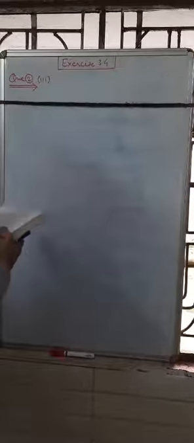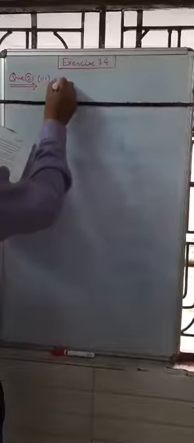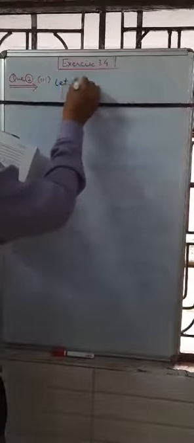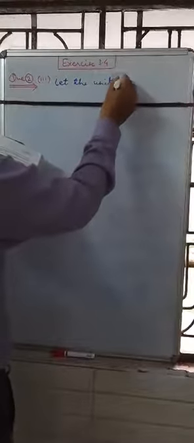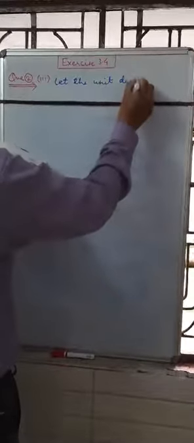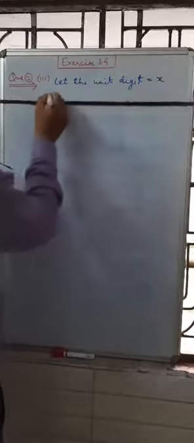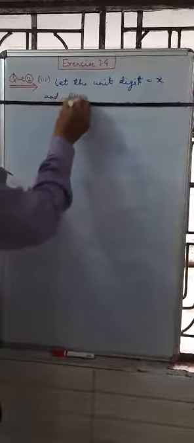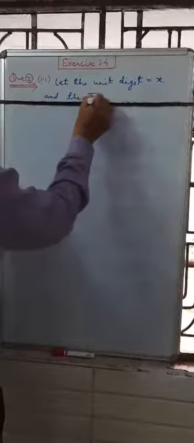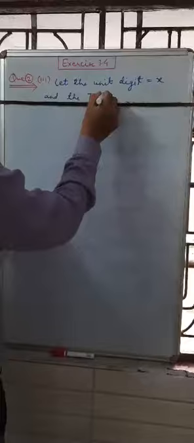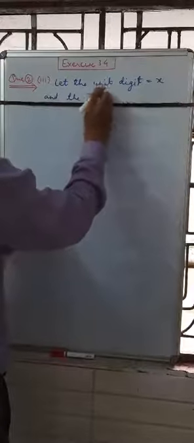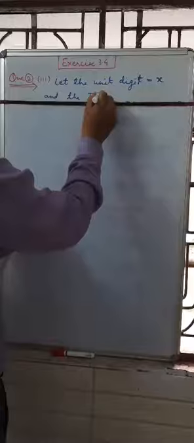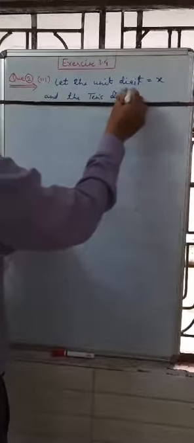So the sum of the digits of the two-digit number is 9. For solving this problem, first we assume or let the unit digit is equal to x and the tens digit is equal to y. So how to form a number?